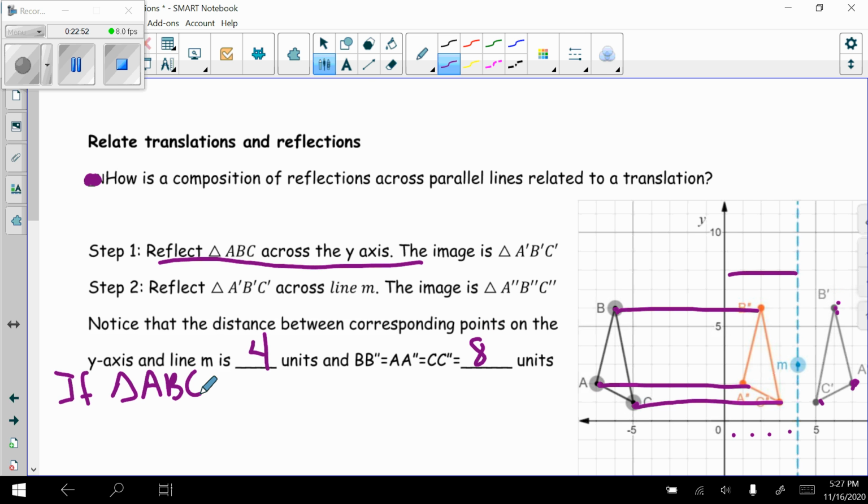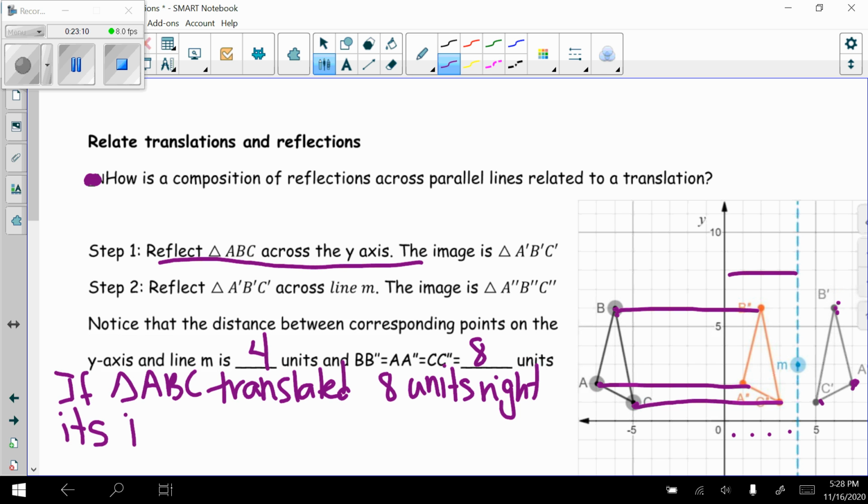So what this says is if triangle ABC is translated 8 units right, its image is triangle A double prime, B double prime, C double prime.